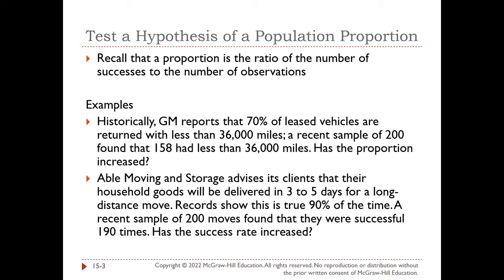Again, these are just example questions that they give out. Like Able Moving and Storage advises its clients that their household goods will be delivered in 3 to 5 days for a long-distance move. Records show this is true 90% of the time. A recent sample of 200 moves found that they were successful 190 times. Has this success rate increased? Again, we can observe from the sample size. All we're doing is finding the ratio of successes to the number of observations.